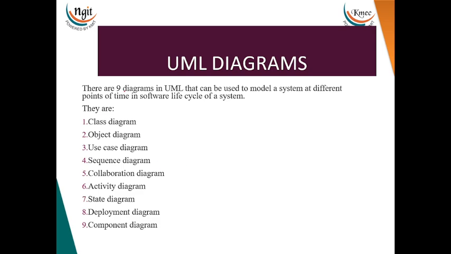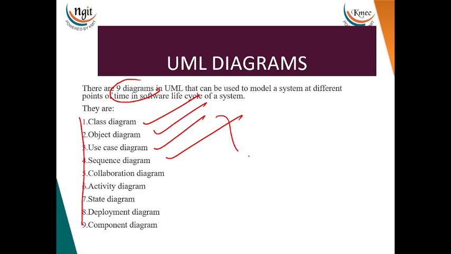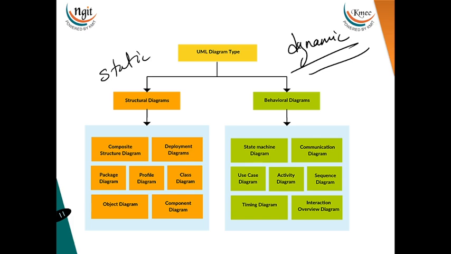There are 9 diagrams which are available to us. First is class diagram, other one object diagram, then the use case diagram, sequence diagram, collaboration diagram, activity diagrams. All these are available to us. Correct? We will be seeing all those things in detail, step by step process.